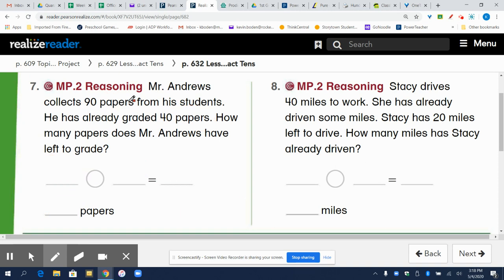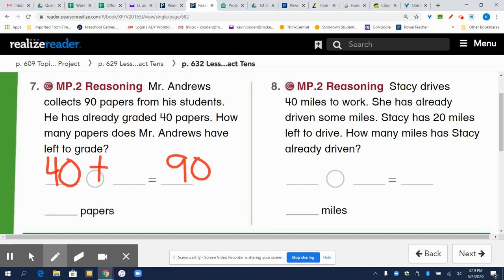Watch this one. So remember, Mr. Andrews collects 90 papers in all. So after the equal sign we have 90 in all. He has graded 40 papers already, so he checked 40 papers already. Plus, he has to check some more, or the rest of them. How many more does he have to check?